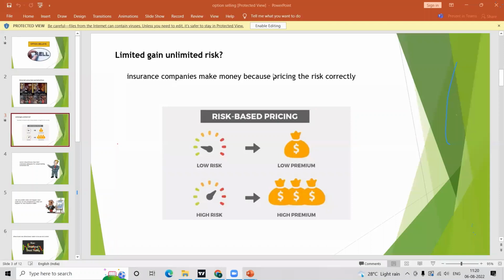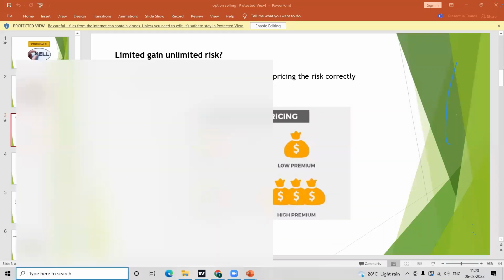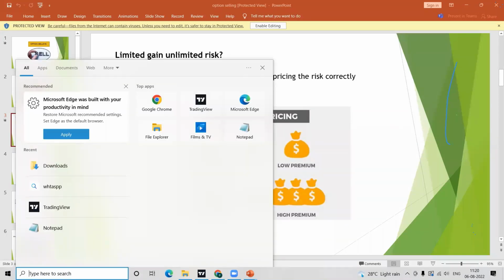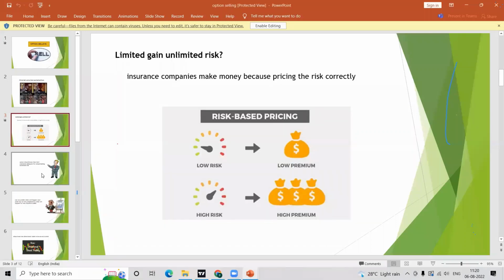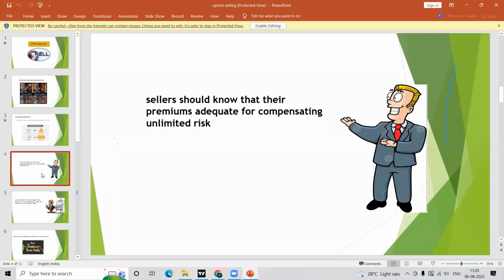The same way option sellers are making money. They sell the options for a small premium, received for taking the risk. The same way they are using option selling.